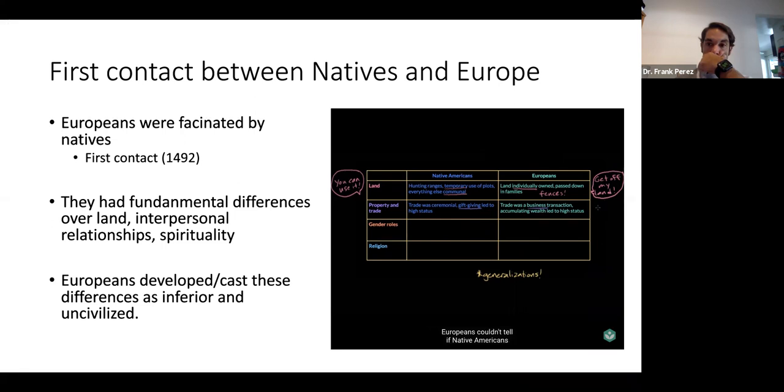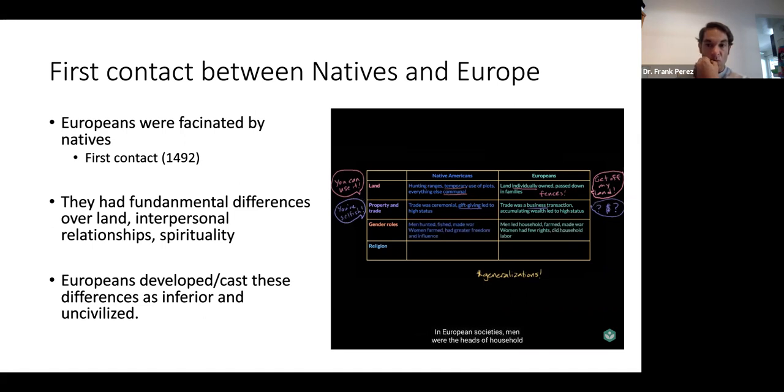Europeans couldn't tell if Native Americans were just naturally generous, kind people, or if they maybe just didn't get how business worked. And to Native Americans, Europeans seemed greedy and selfish, allowing others to starve and do without so that they could enrich themselves. Differences in gender roles also confused the groups.